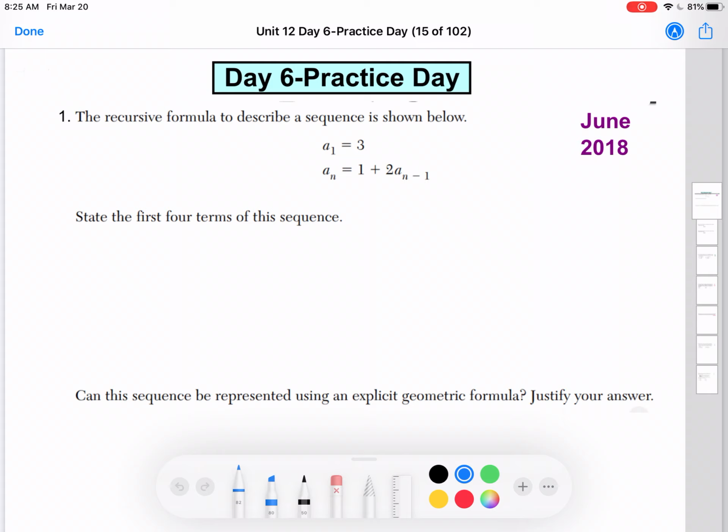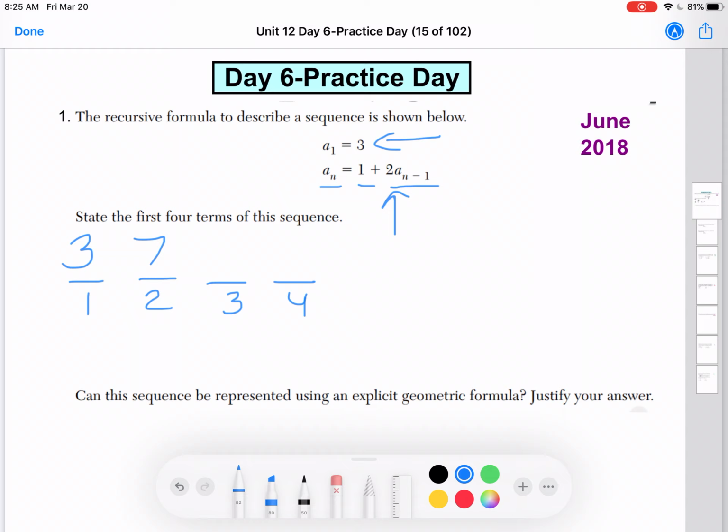the recursive formula to describe a sequence is shown below. So let's just say this in words. This is our first term, 3, and then the next term is twice the one before it plus 1. And they want us to write the first 4 terms of the sequence. Okay, so the first term is 3. And now to get the next term, we're gonna do what it says. So it says twice the one before it, so twice 3 is 6, plus 1 is 7.